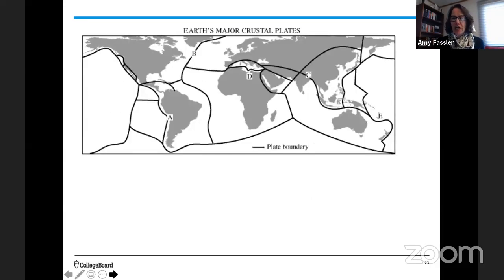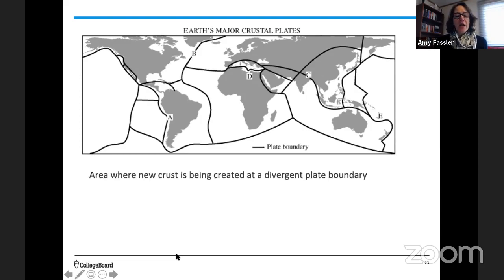So let's do a quick check on some of those concepts before we move on to the atmosphere, because we're going to switch gears and go to a new topic here in a second. So this should look familiar to you. It's showing me the Earth's major crustal plates. Just a quick identify the letter: area where new crust is being created at a divergent boundary. That's letter B. That's that mid-Atlantic ridge we just went over.